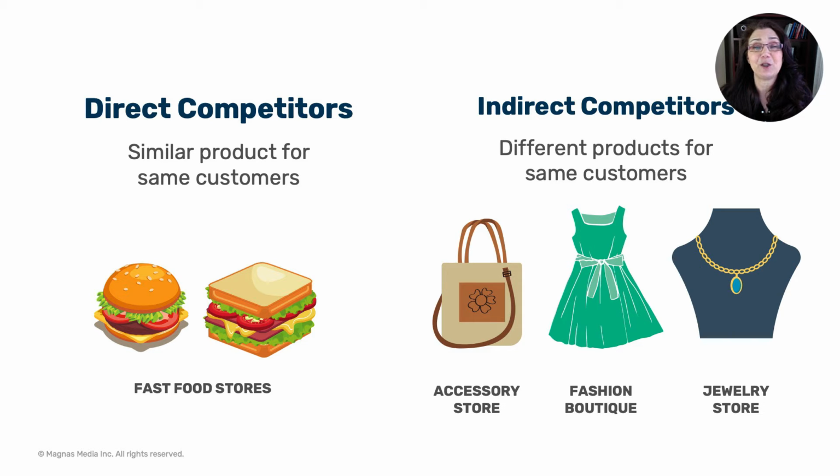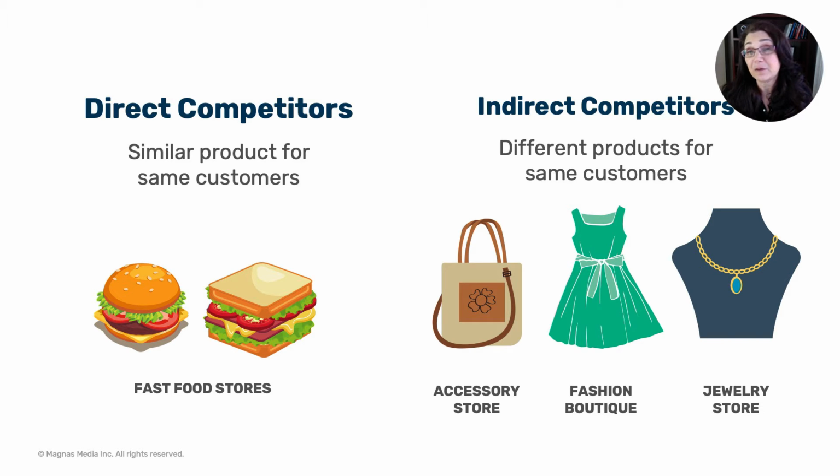Whereas indirect competitors, it could be different products for the same customer. So for example, let's say you're buying a gift for your mother, your wife, significant other, your girlfriend, your sister, or any of the ladies in your life. Well, you have different choices that you can get. You might want to go to an accessory store and buy them something. You could go to a fashion boutique. You can go to a jewelry store. You can buy them a gift certificate. So really, these would be indirect competitors because you need to make that purchase for one gift for one person, maybe on an annual or on some other consistent basis.